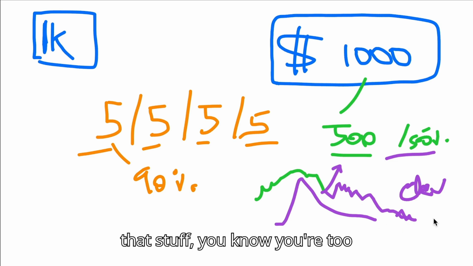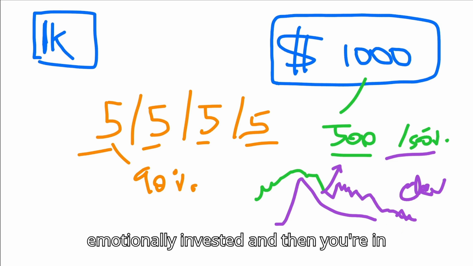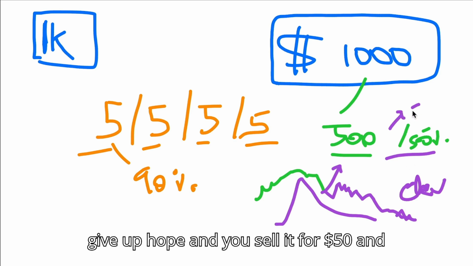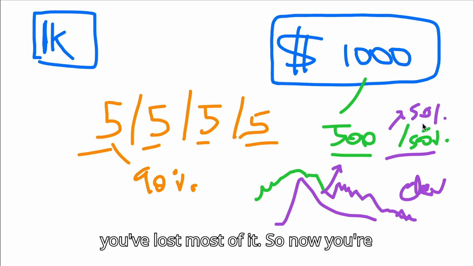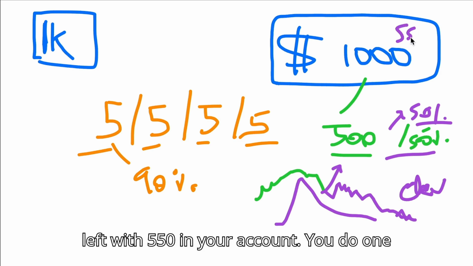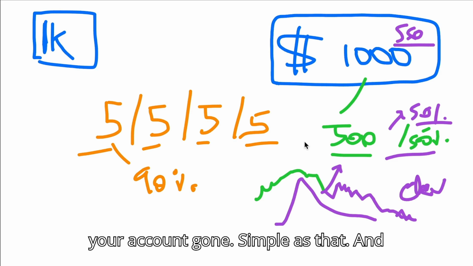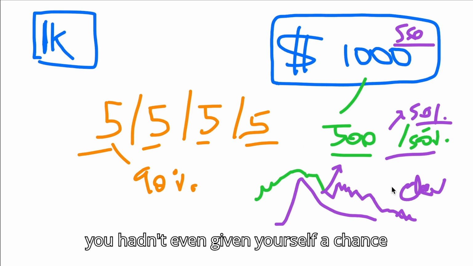And when you start doing that stuff, you're too emotionally invested, and then you're in trouble. And then eventually you just give up hope and you sell it for $50 and you've lost most of it. So now you're left with $550 in your account. You do one or more of those trades and then that's your account gone. Simple as that. And you hadn't even given yourself a chance to learn.